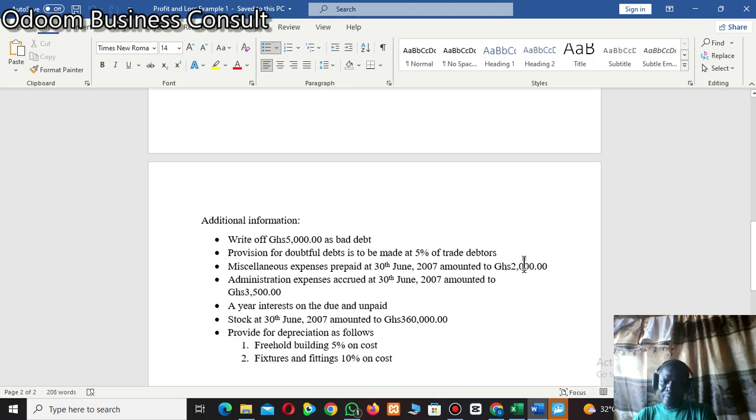So this 2,000 becomes something that we have paid for in advance, but the benefit we are yet to consume. And because we are using the matching concept, or because we are using certain principles when we are recording transactions or preparing accounts, this 2,000 should be excluded from this amount that you see here.